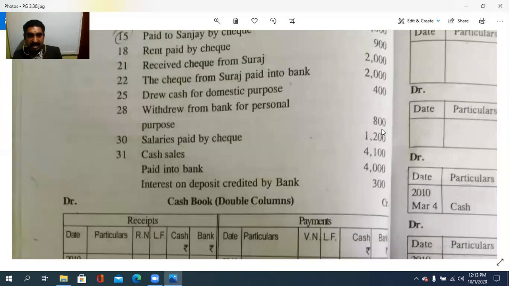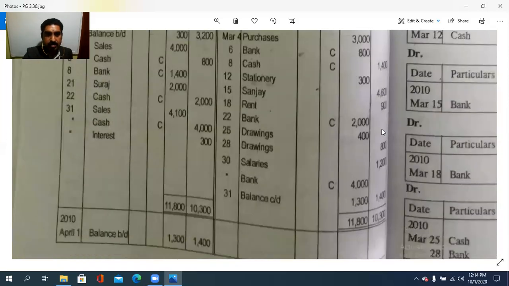Next is received check from Suraj. Suraj is what? Check is received. So bank account debtor to Suraj. So to Suraj, this is on the receipt side, in the bank column on the receipt side we will write 2,000.